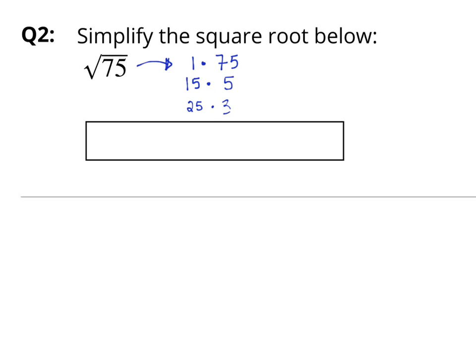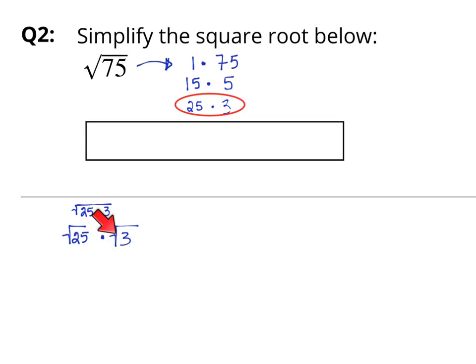So now what I want to do is rewrite. Now I'm going to rewrite the square root of 75 in this way. Instead of 75, I'm going to write the square root of 25 times 3, because 25 times 3 is 75. So the square root of 25 times 3, which I'm going to rewrite as the square root of 25 times the square root of 3.